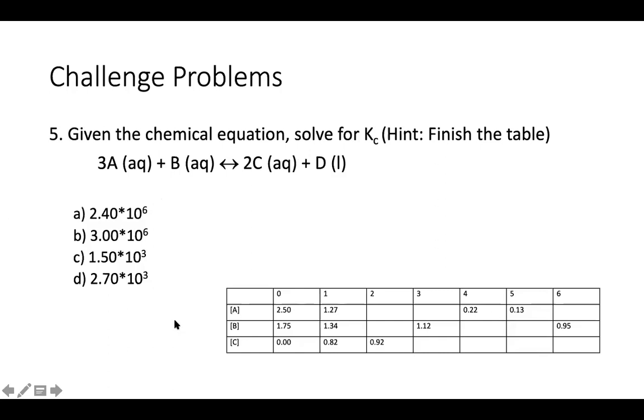Number 5 is using this chemical formula and the chart to find Kc, our equilibrium constant. Note here, I don't tell you where equilibrium is, so assume it's at this 6th data point. I would recommend, especially for practice, going through and trying to fill out this entire table. That's a great way to build up your confidence on these types of problems. Again, these first 5 problems we'll be going over next Monday.